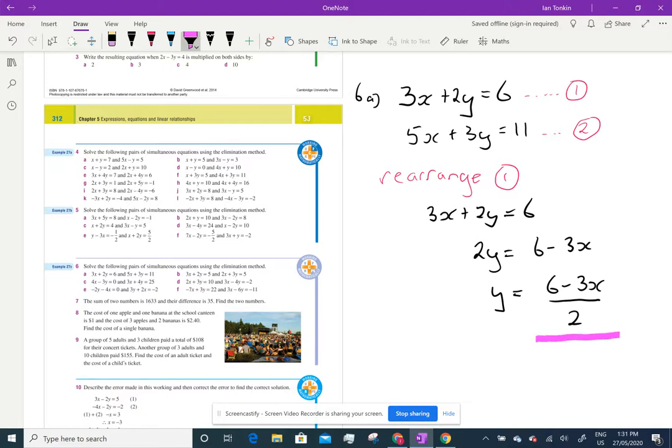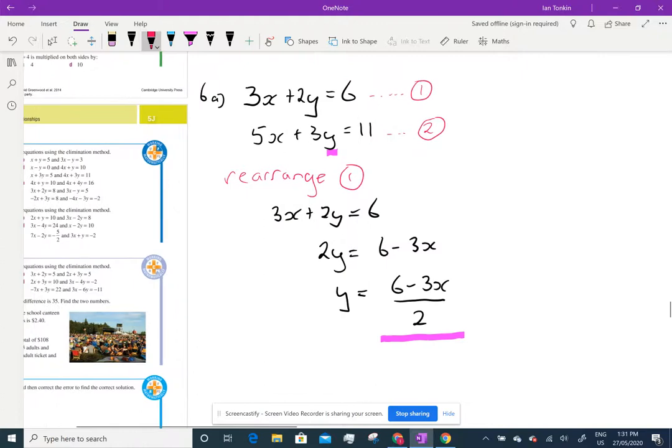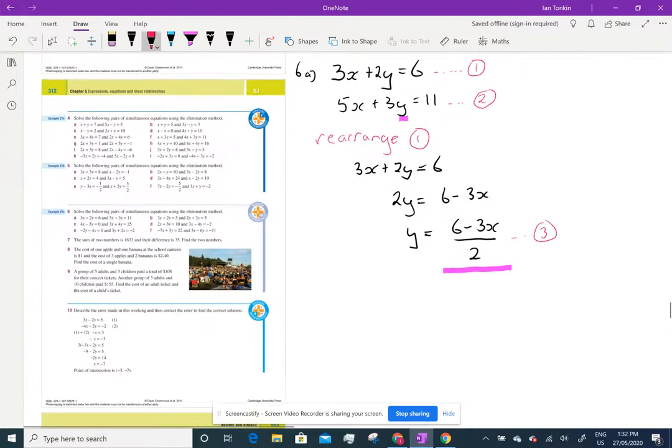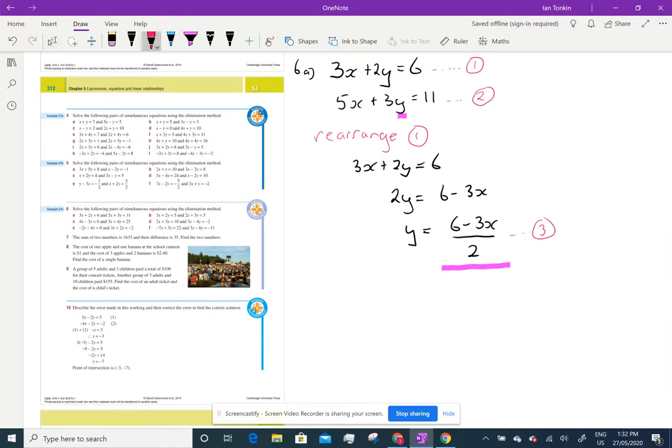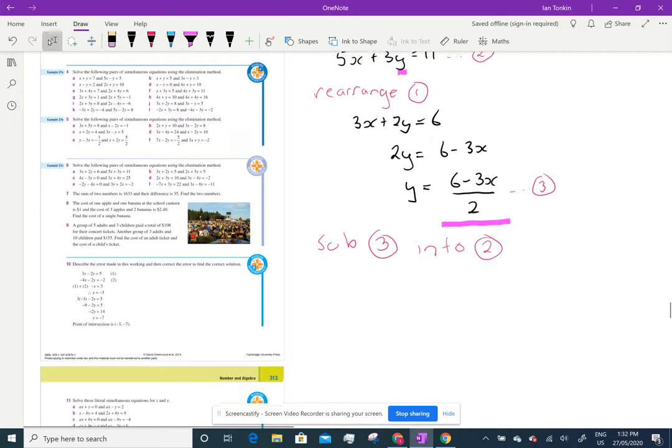Now I have to substitute that into there. But I'm going to call this equation number 3 because I want whoever is marking my work to really understand what I'm doing. So I'm going to sub 3 into 2. If I made the mistake and I substituted 3 into 1, I'd end up showing that 0 equals 0, which doesn't really solve anything. Anyway, so here we go.